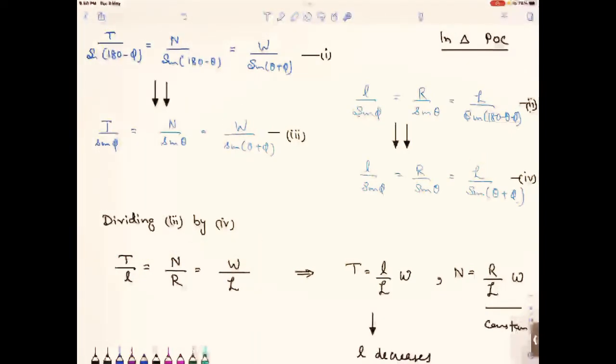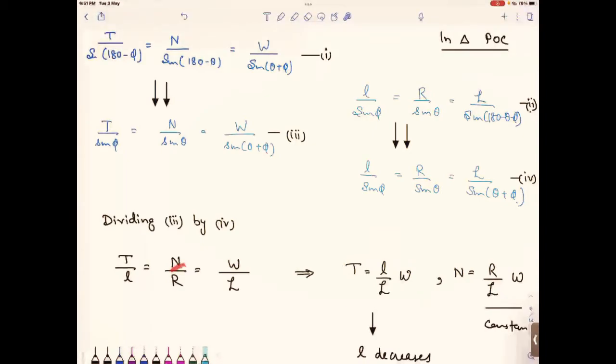From here we can see the variation of the tension and the normal, because we know that the weight is constant. So we use this equation to get the tension, and we get it from these equal terms as small l divided by capital L into weight. Even if the length is given, we can find the actual value of the tension. That is also a plus point. Another thing is the normal.